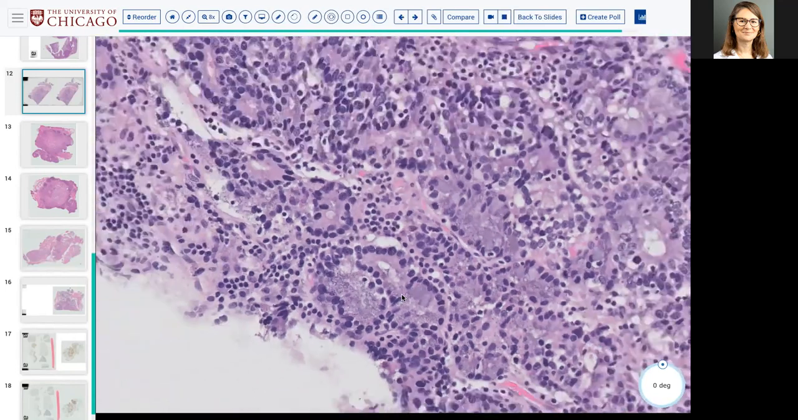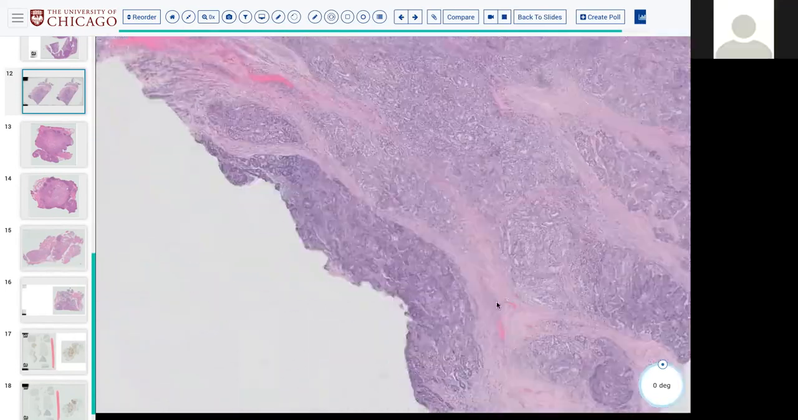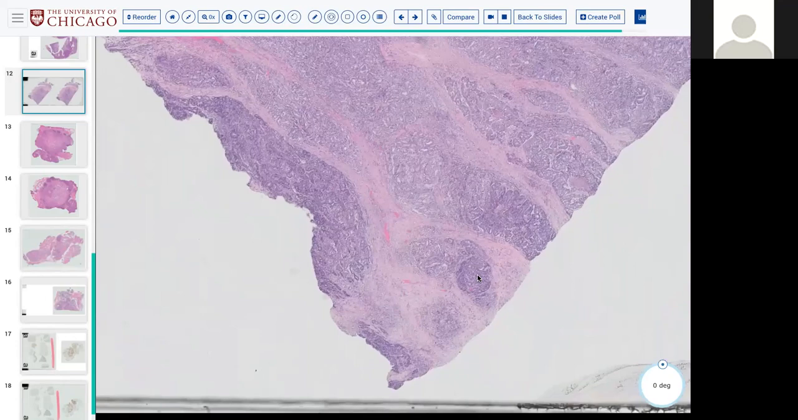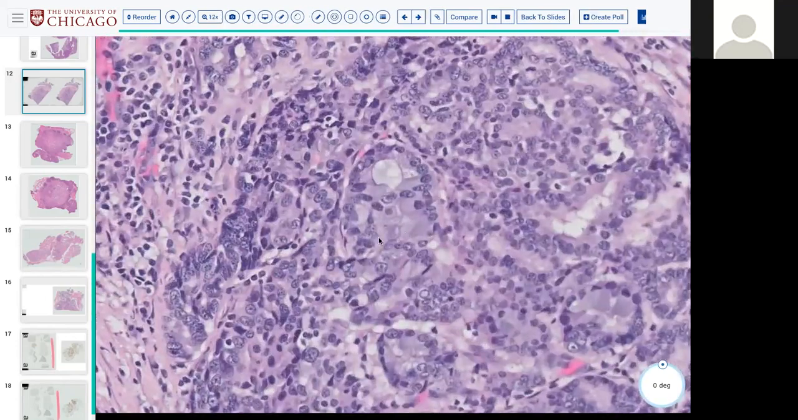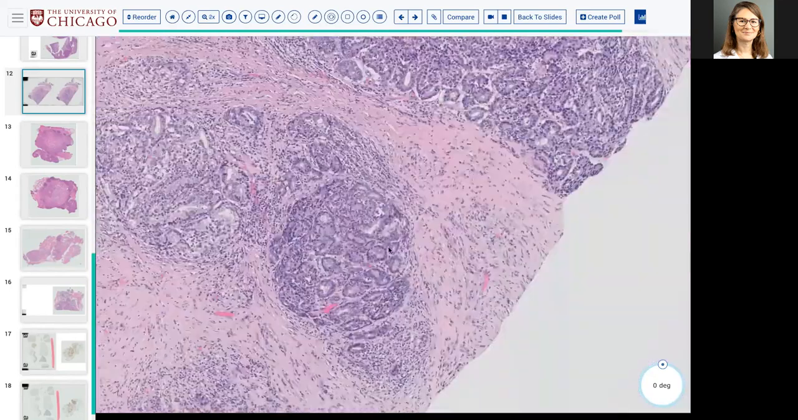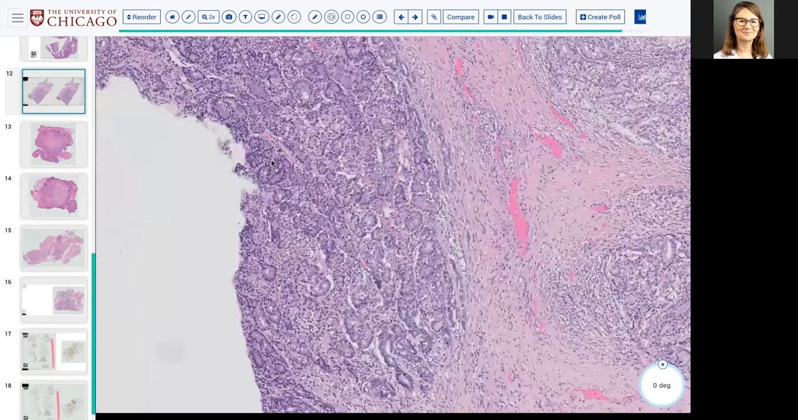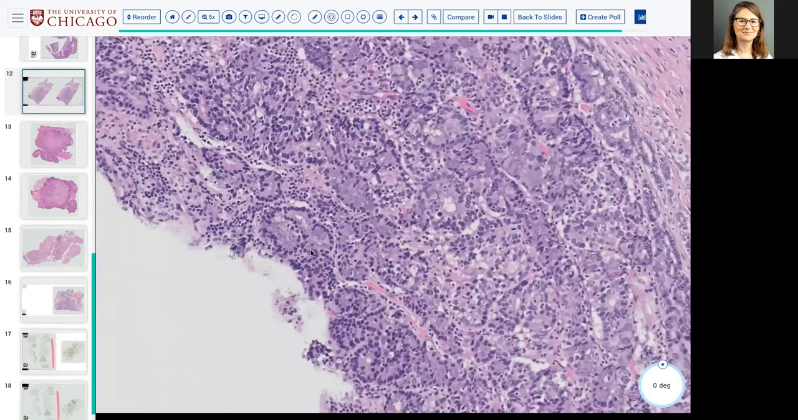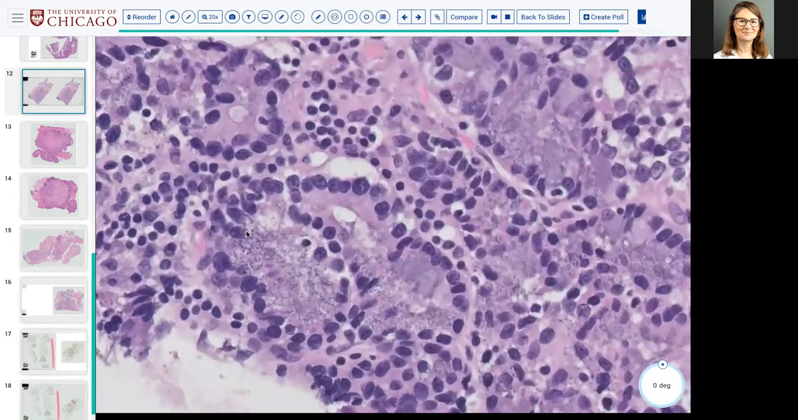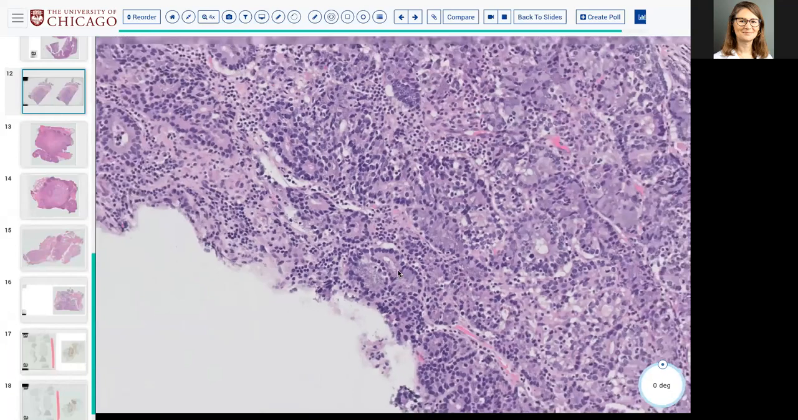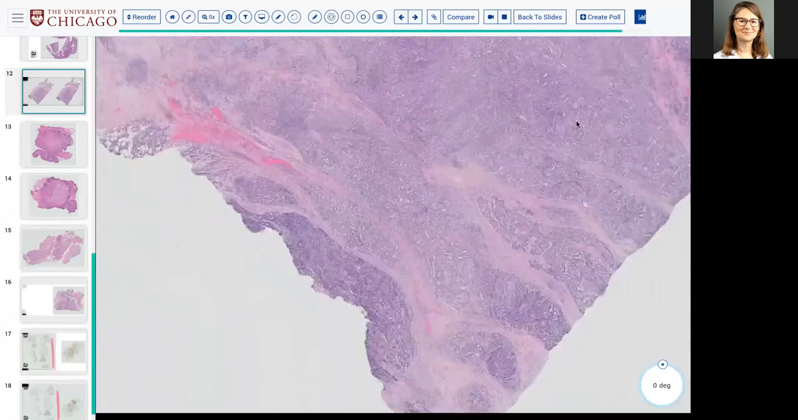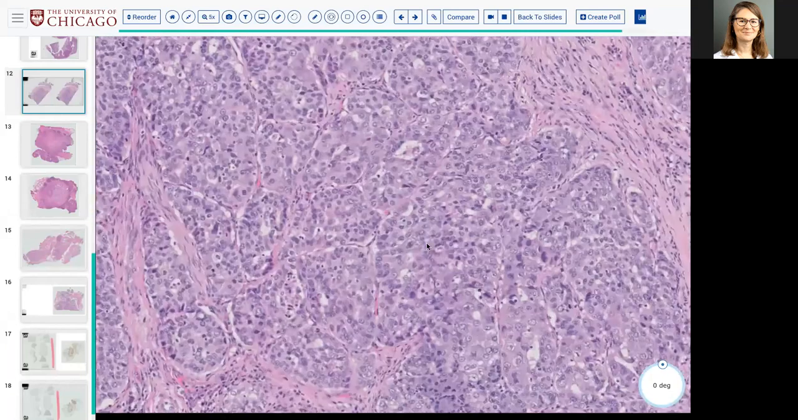Anybody have any thoughts? Acinic cell carcinoma, maybe? Yes, acinic cell carcinoma. You have these nice tightly packed acinar structures, which in areas you may appreciate this vague, stippled purple cytoplasmic material, which are the zymogen granules. But otherwise, this is a high-grade carcinoma.